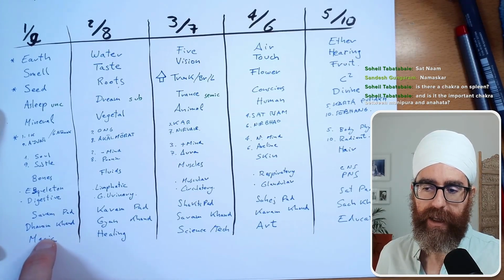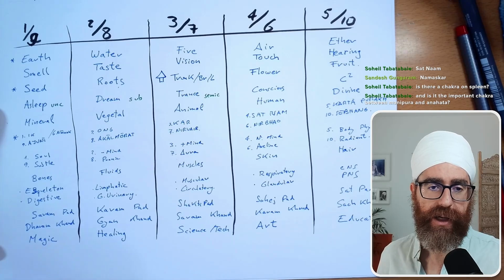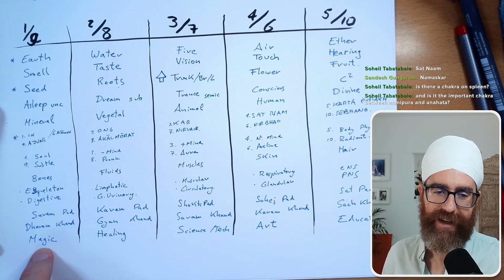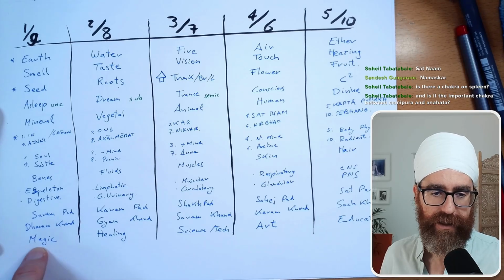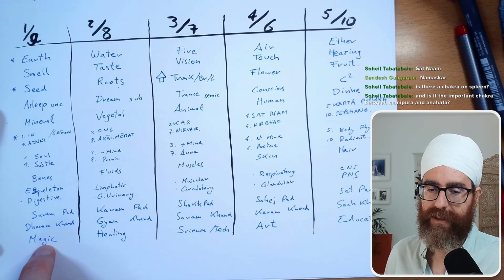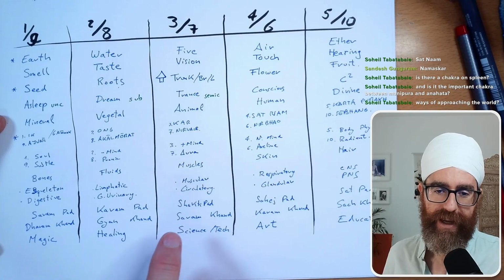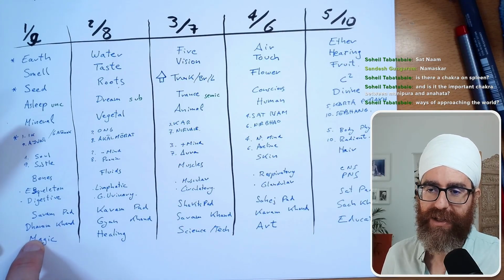And 1 and 9, it's magic. You can study magic and make magic in the world. I'm not talking about a magician who makes tricks. Tricks would be 3 and 7. This is not smoke and mirrors. This is about real magic.